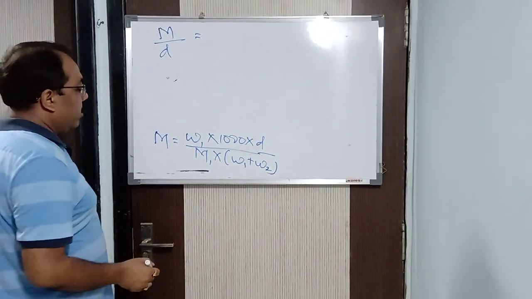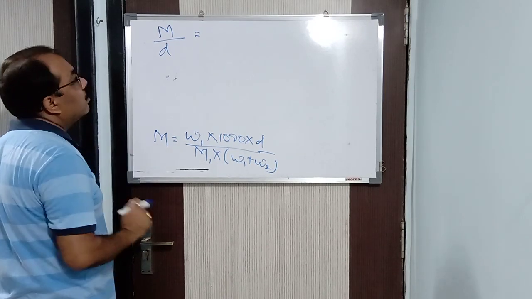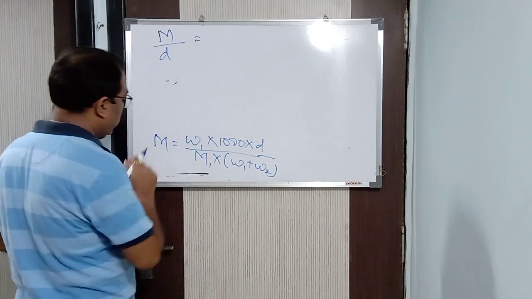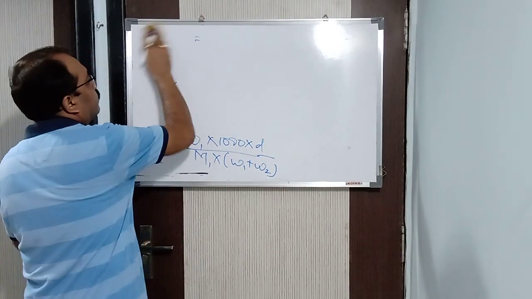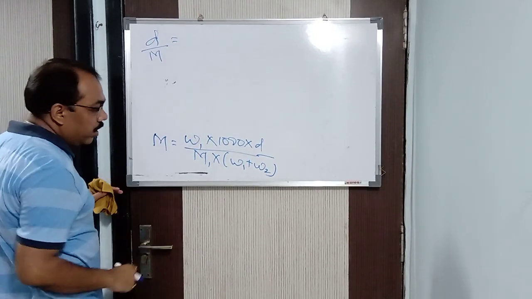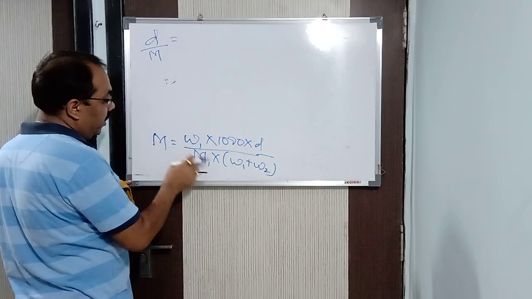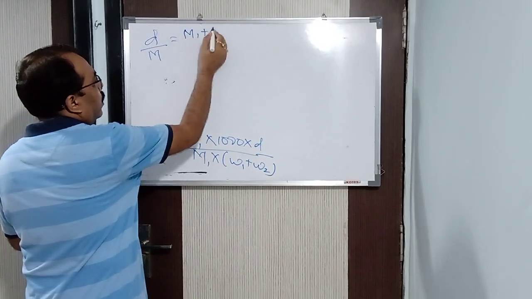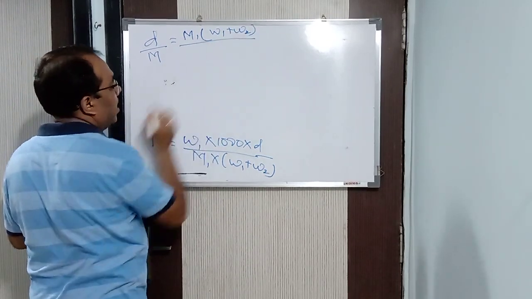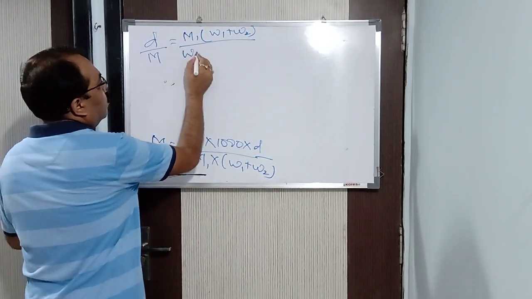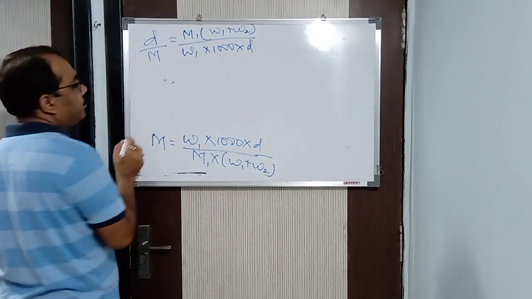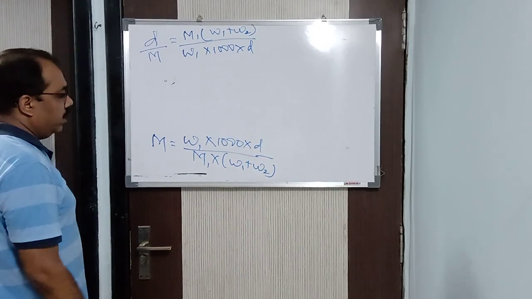So M by D, I have done it. Clear? Or I can do D by M also. Anything, D by M or M by D, you can do it. So let us do D by M also. D by M is nothing but M1 into (W1 plus W2) by W1 into 1000 into D, isn't it? You cross multiply it.